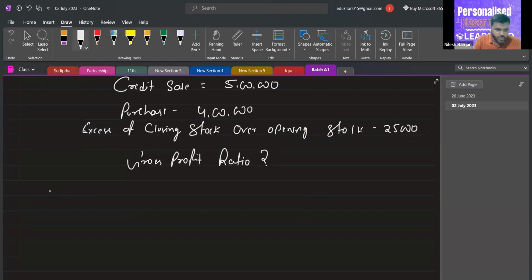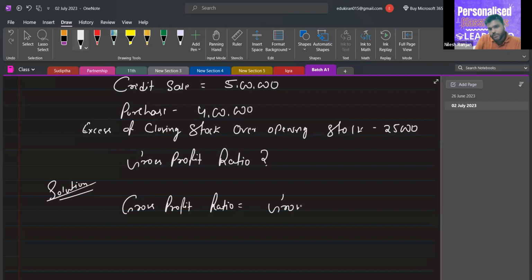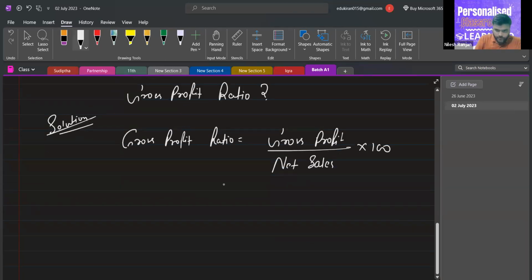So let me write these formulas first. We have to calculate gross profit ratio. The formula of gross profit ratio is gross profit divided by net sales into 100. Now, for gross profit calculation, the formula is net sales minus cost of goods sold.